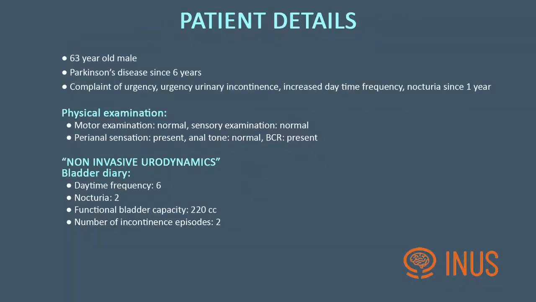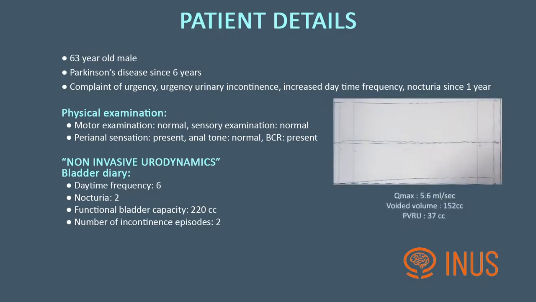Our next patient is a 63-year-old gentleman with Parkinson's disease since 6 years. He has urinary symptoms in the form of urgency, urge urinary incontinence, increased daytime frequency, and nocturia since 1 year. Bladder diary shows that the patient has a daytime frequency of 6, nocturia 2 episodes, functional bladder capacity of 220 cc, and mean number of incontinence episodes being 2.